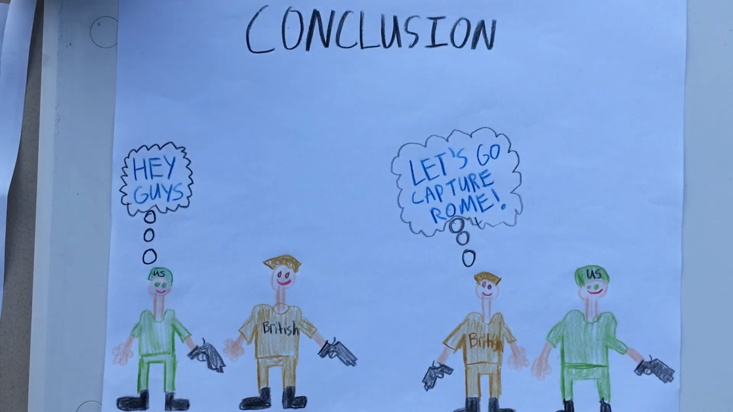The conclusion. Eventually, the Allied troops were able to break through the Germans' defense in both Anzio and the Gustav Line. These troops had later gathered together and headed to capture Rome on June 5th, 1944. Here you can see 2 groups of soldiers, both US and British, meeting up together after breaking through the German defenses. They meet up and say, "Hey, let's go capture Rome." The end.